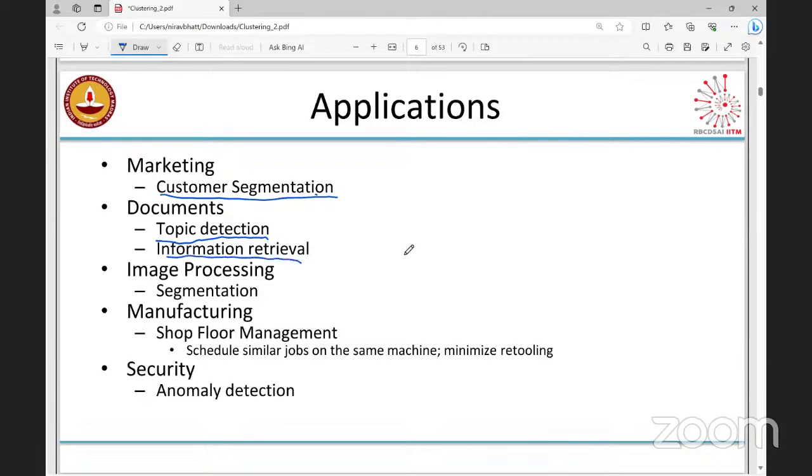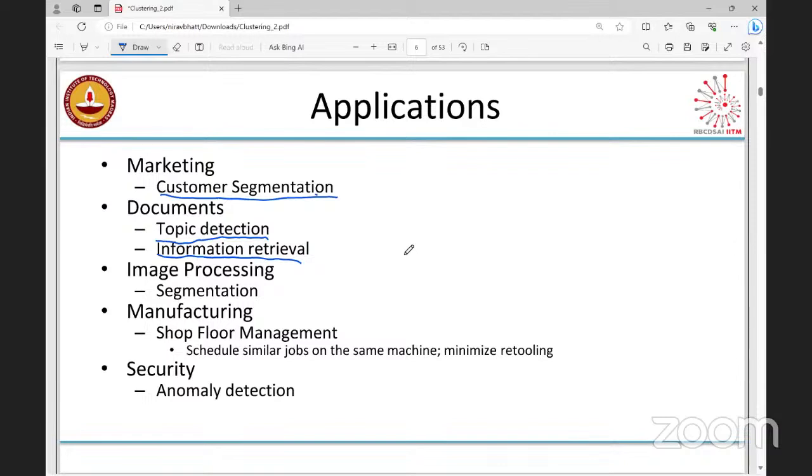Information retrieval: when I search for certain information, I want to retrieve it. If I can cluster my documents based on whether they are about cancer, or about marketing, or about both cancer and marketing, then if they are in a different cluster and someone searches for that, I can retrieve them together as documents in the search results.